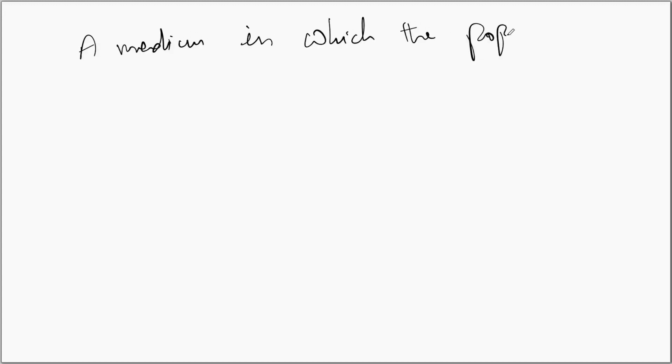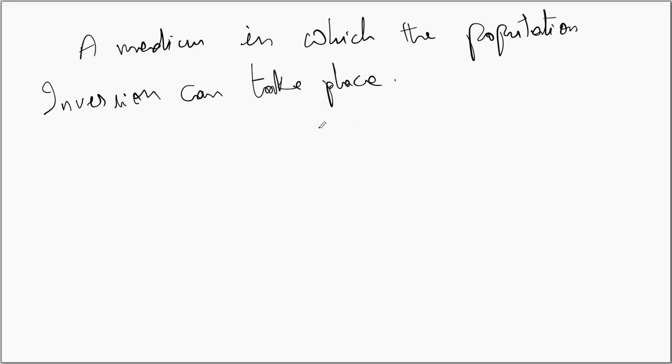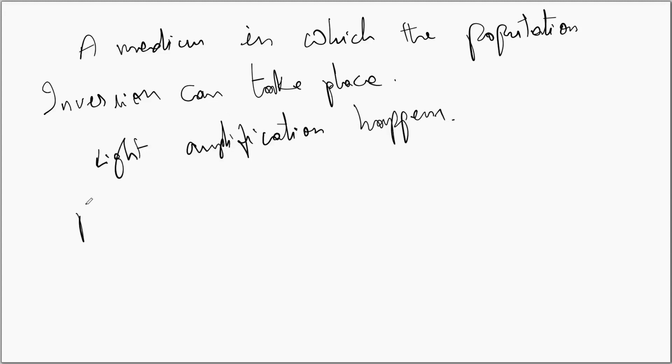So active medium is a medium in which the population inversion can take place, or it is the medium in which light amplification happens. Now we shall see the population inversion.